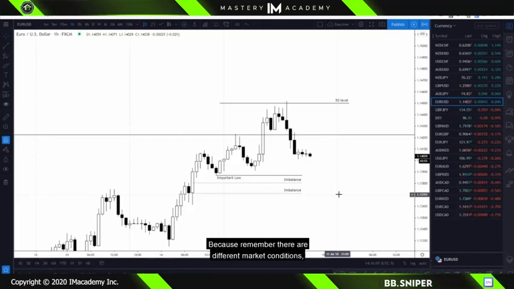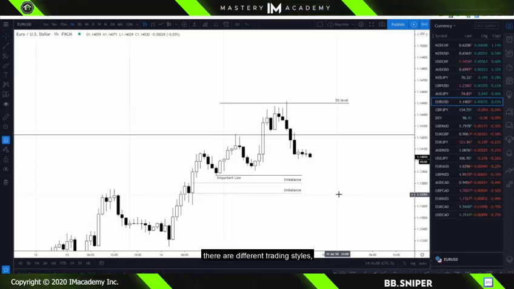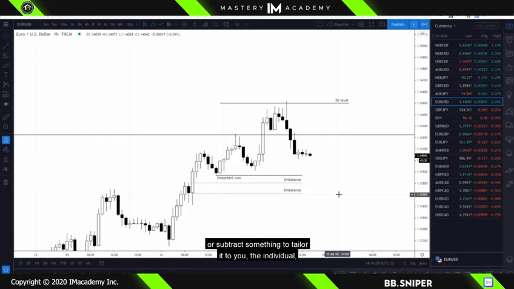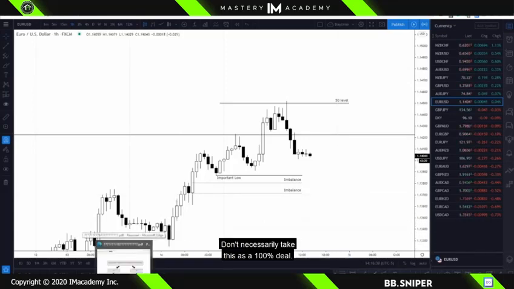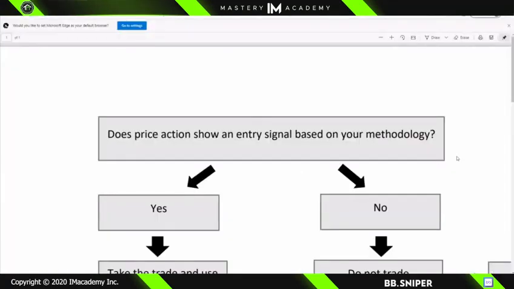Because remember, there are different market conditions, there are different trading styles, there are different trading personalities, right? Scalpers, position traders, day traders, swing traders, and things of that nature. So if you're taking notes, and you feel you need to add or subtract something to tailor it to you, the individual, then please do so. Don't let me stop you. Don't necessarily take this as a 100% deal.